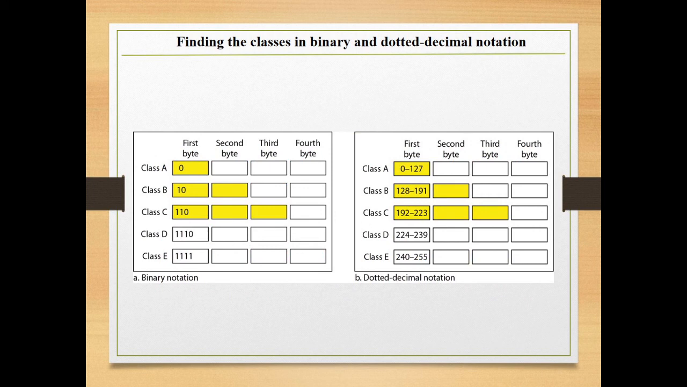So here you can see the first byte by itself can tell which class that particular IP address belongs to. In class A, the first bit is 0. If it is in class B, the IP address starts with 10. A class C IP address starts with 110, a class D with 1110, and a class E with 1111. The corresponding decimal dotted notation is also shown on the right side.